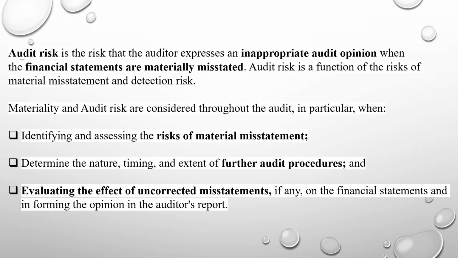Materiality and audit risk are considered throughout the audit, in particular when, first, identifying and assessing the risks of material misstatement. Second, determining the nature, timing, and extent of further audit procedures. And last, evaluating the effect of uncorrected misstatements, if any, on the financial statements and forming the opinion in the auditor's report.